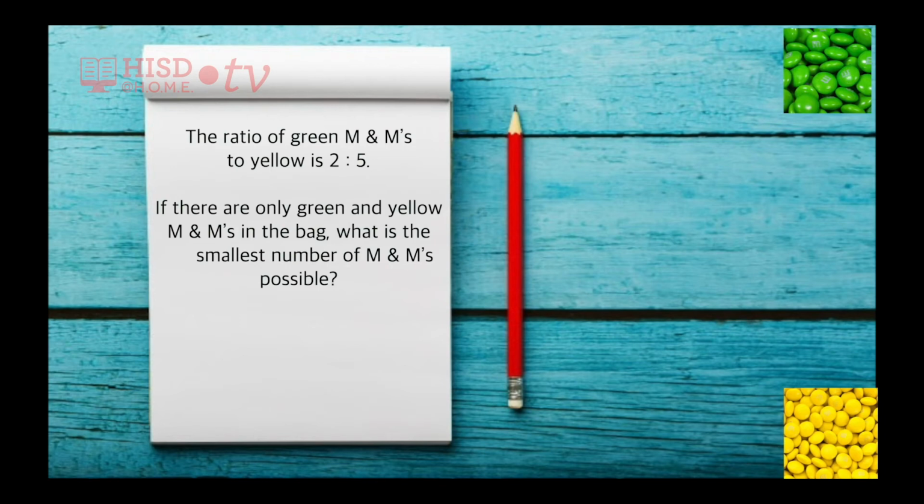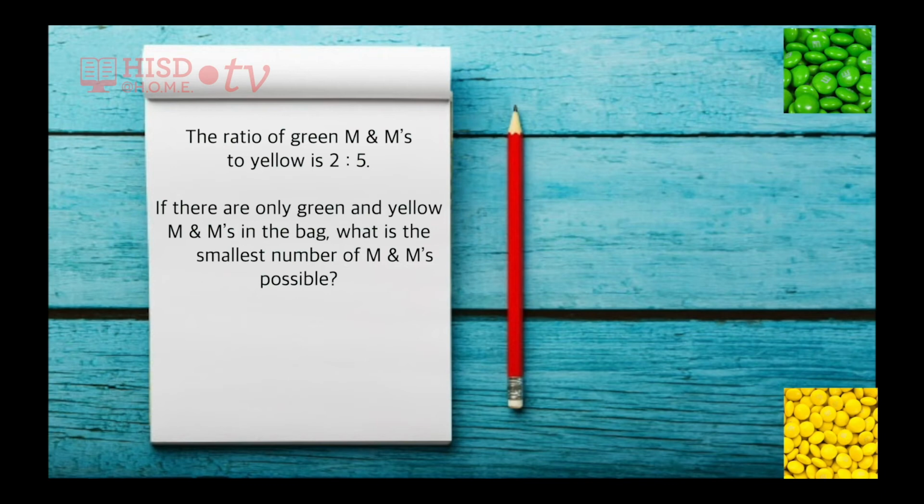If there are only green and yellow M&Ms in the bag, what is the smallest number of M&Ms possible? Well, I know the ratio of green M&Ms to yellow is 2 to 5. So what if there were only 2 green M&Ms in the bag and there were 5 yellow M&Ms in the bag? Then that would make the smallest number 7.